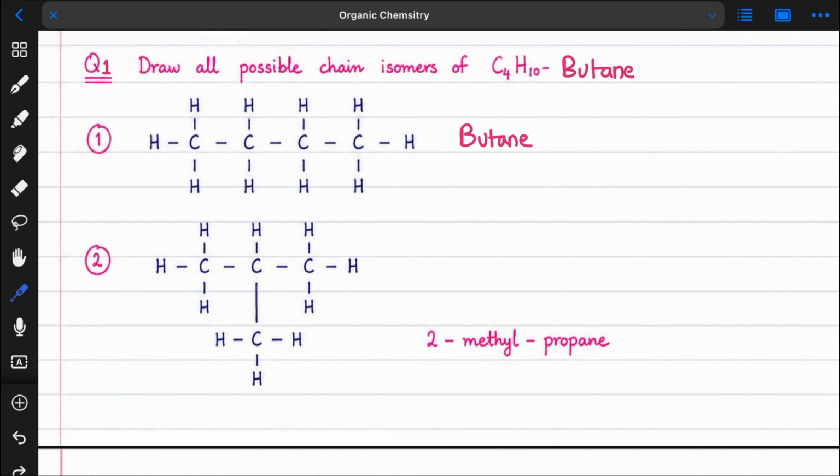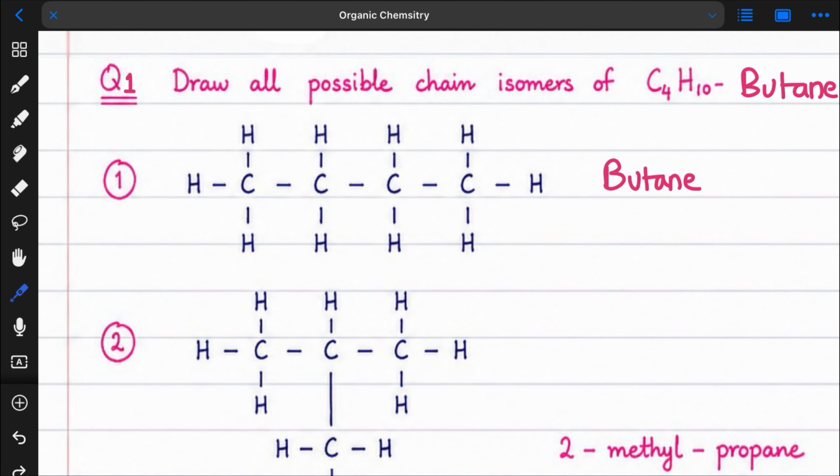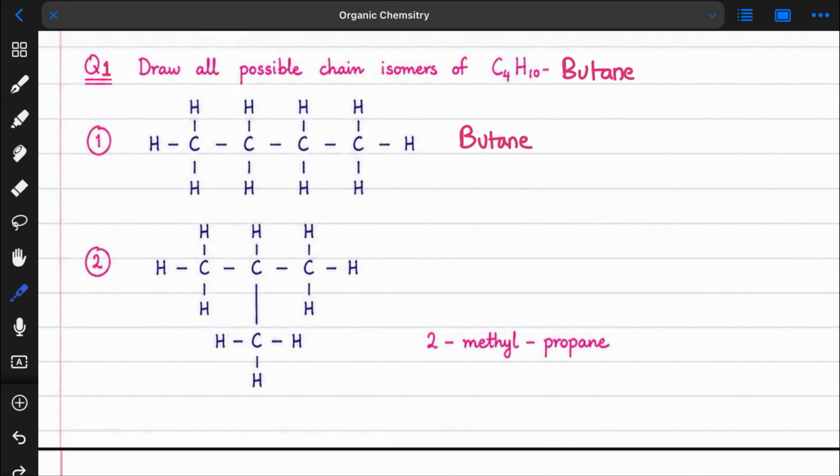Now we cannot create a 3rd or a 4th isomer because whenever we form a chain isomer, we have to rearrange our chain of carbon atoms. So there was only one possible way of creating a branch. If we would have joined our last carbon atom with either the 3rd carbon atom or the 1st one, we could not have created a branch. So therefore, these were the only 2 possible chain isomers of butane.